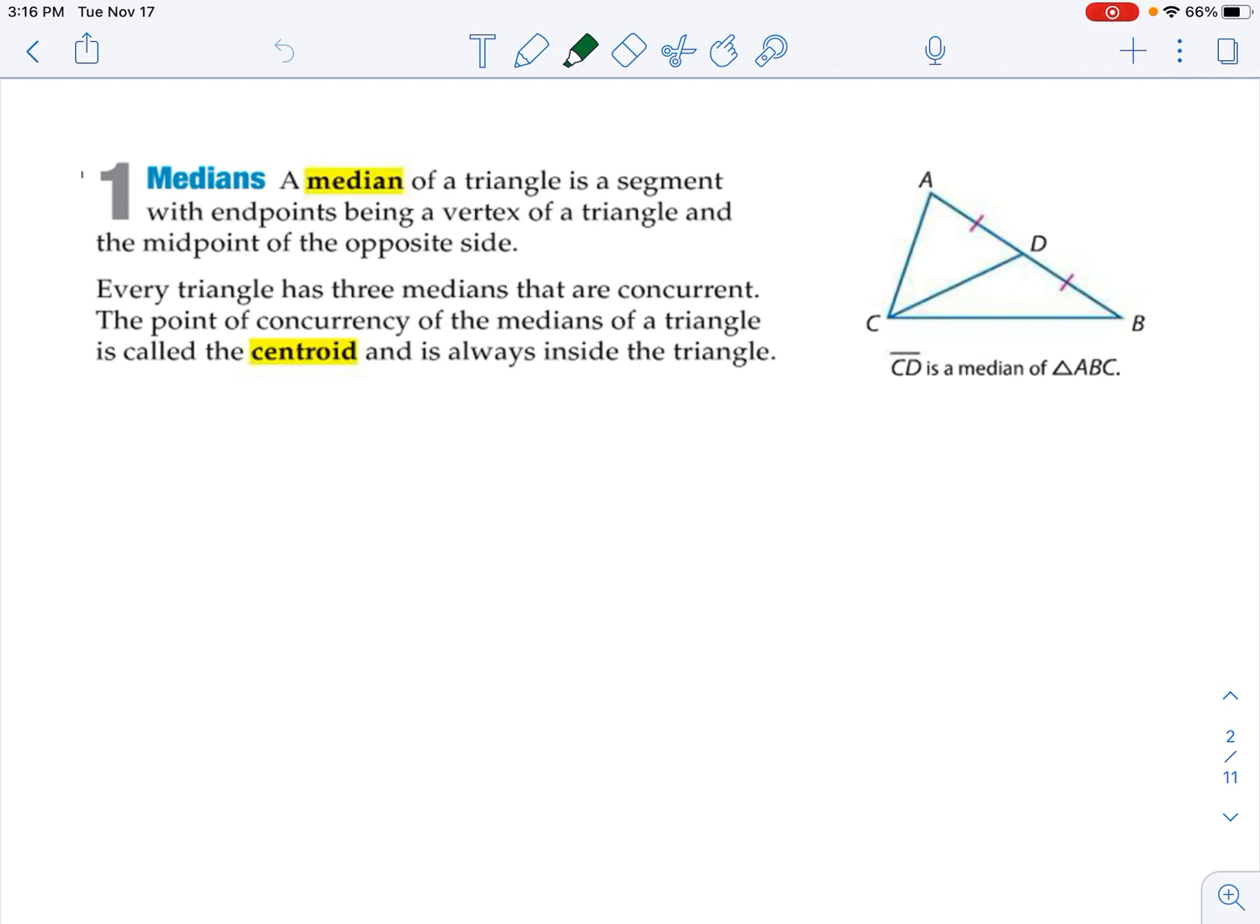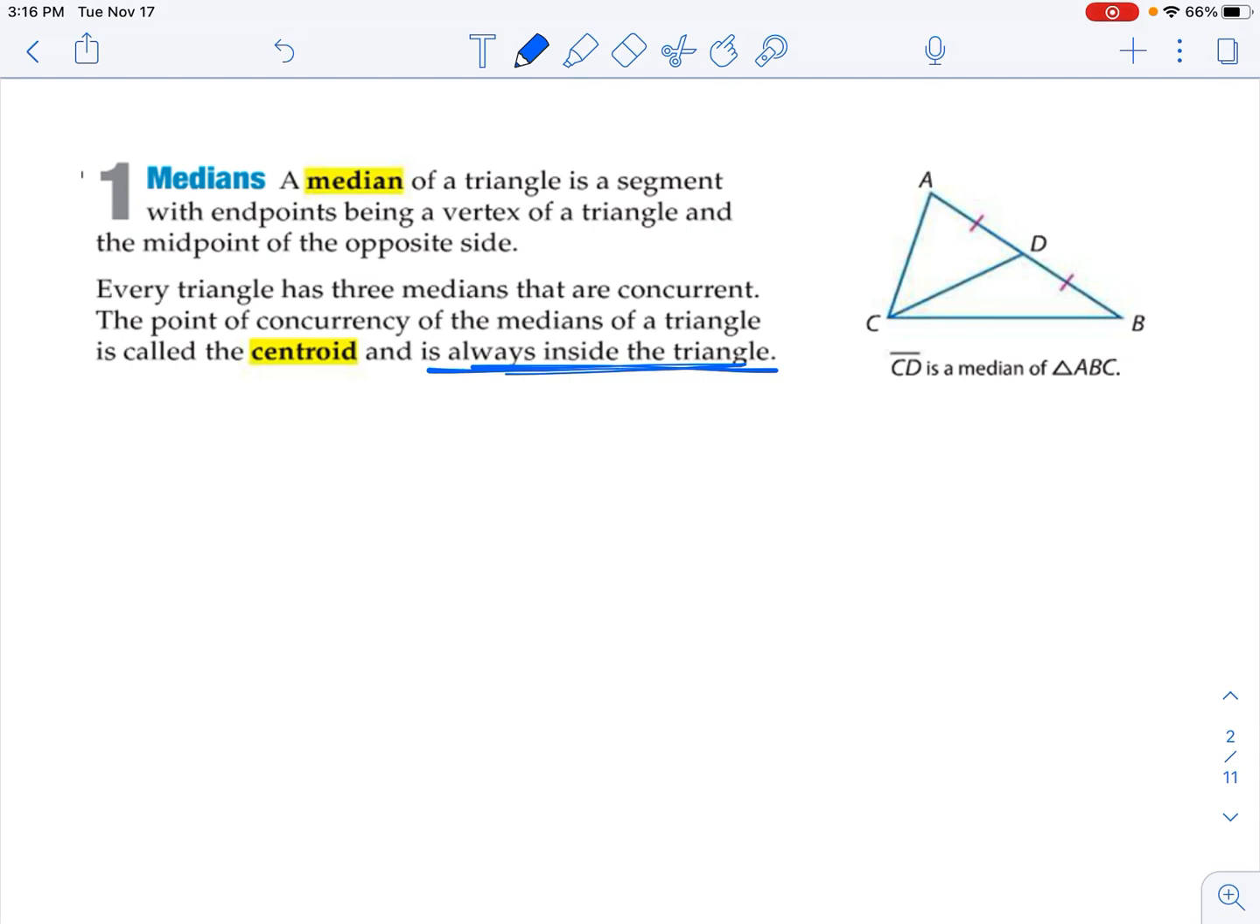A median of a triangle is a segment with endpoints being a vertex of a triangle and the midpoint of the opposite side. Every triangle has three medians that are concurrent. That means the point of concurrency is where they all meet up. So it'd be like right about there in this triangle. This point of concurrency is called the centroid and is always inside the triangle. I would underline that. That's a good always, sometimes, never type question.